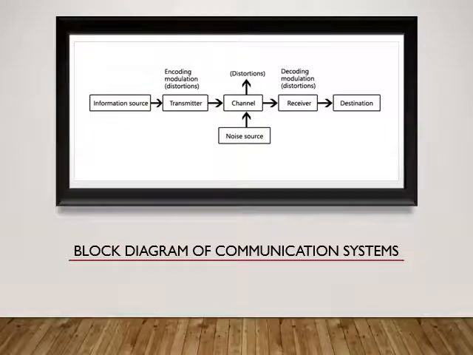This is the block diagram of communication system. Here there are three important elements: one is transmitter, next one is channel, third one is receiver. Here information source is the first part. Information source means our message. Last one is destination. Destination means our receiver part. In between, some noise source is there. Let us discuss one by one.